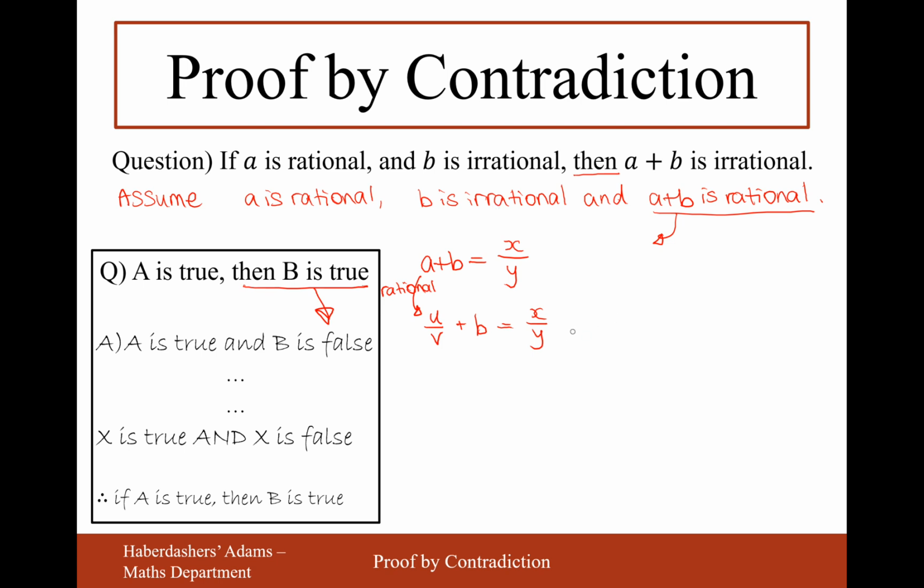so it can't be represented as a fraction. But if I now do the algebraic manipulation of take away u over v from both sides, then B is equal to x over y minus u over v, and I could simplify this fraction here. It would be xv minus uy over vy, which is a fraction, which is a rational value. So therefore B is rational, which contradicts the fact that B is irrational, which is a contradiction.